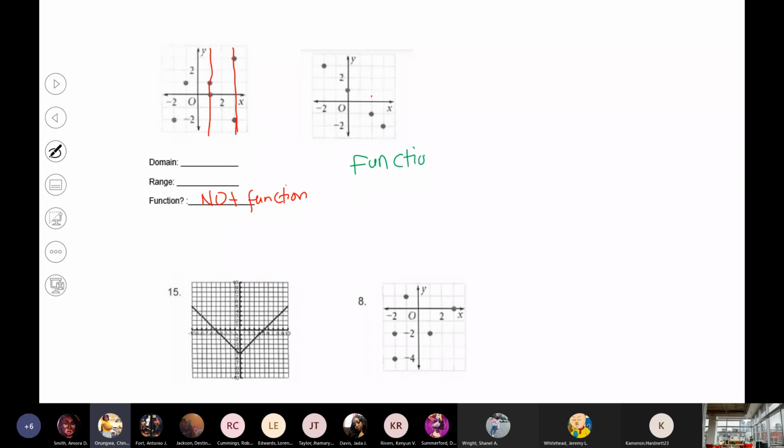Okay, so look at the bottom one. Do the vertical line test on where it says number 15. Just use your fingers, draw an imaginary line going through. Is 15 a function or not? Not a function. Why do you say it's not a function?